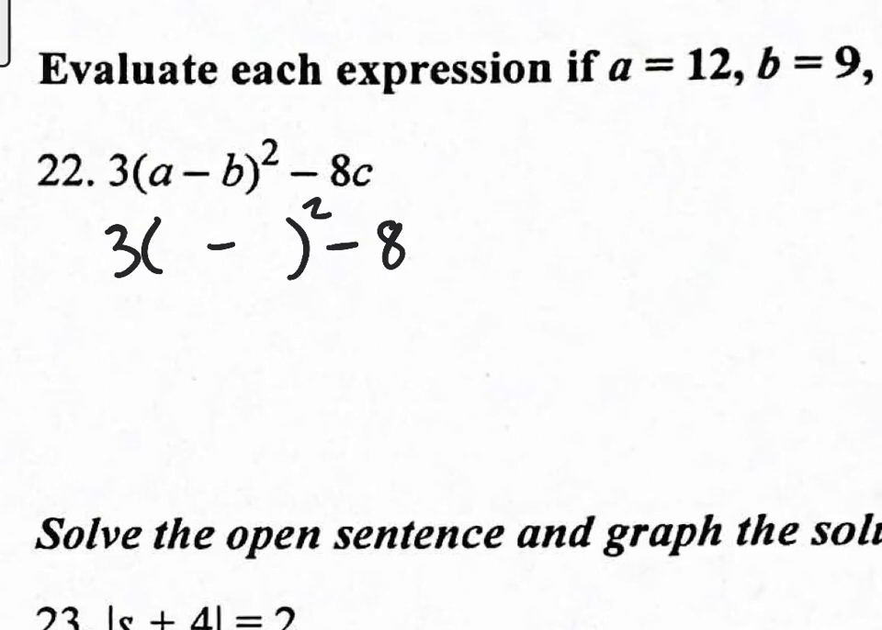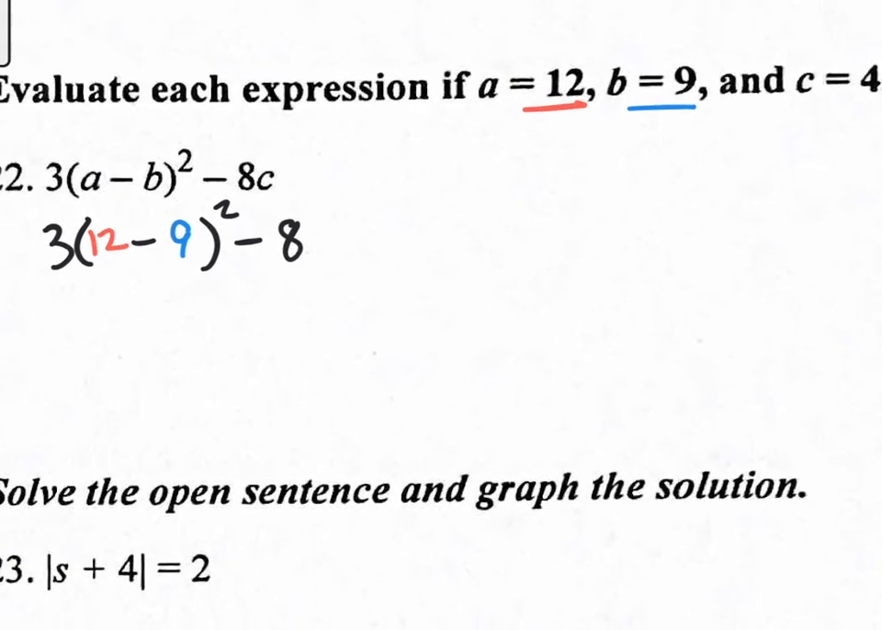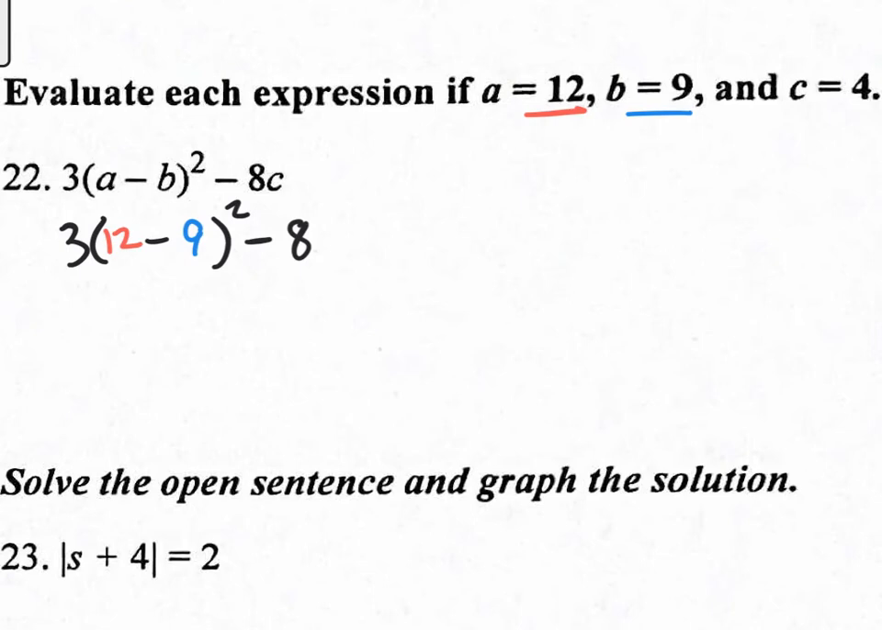So the a value is 12. Let's put a 12 right here where the a is at. The b value is 9. Let's put a 9 where the b is at. And the c value is 4. Let's do that one in green. Put a 4 right there where the c used to be at.